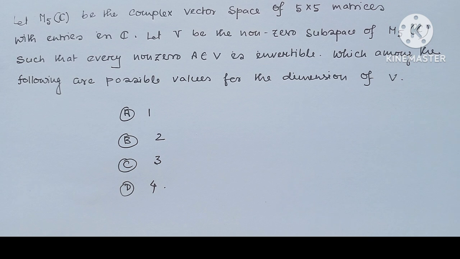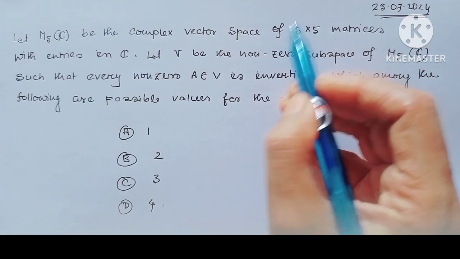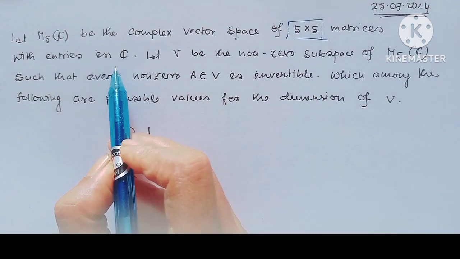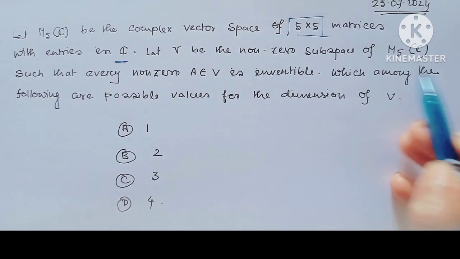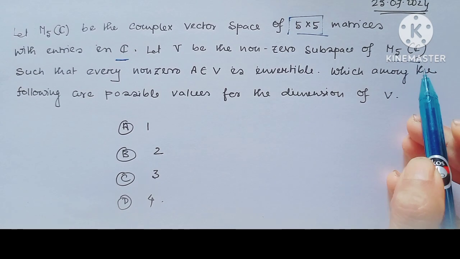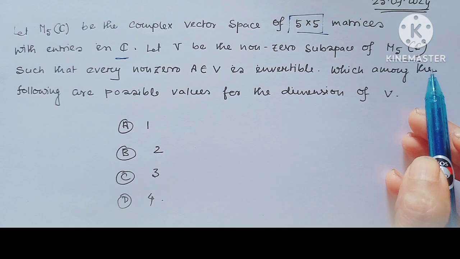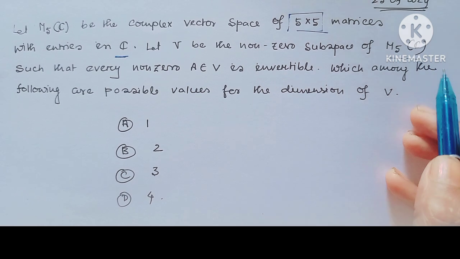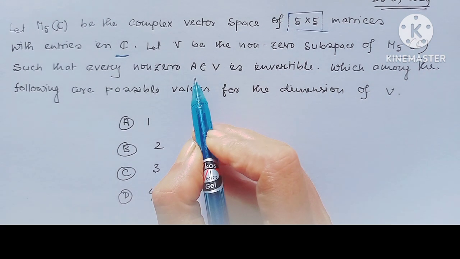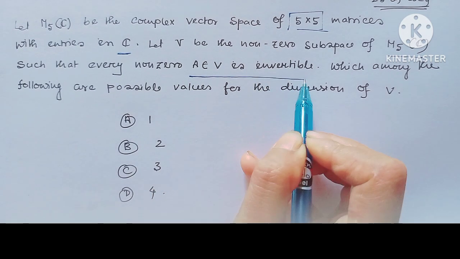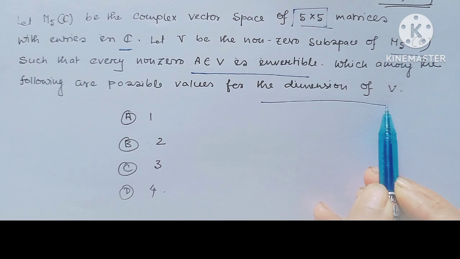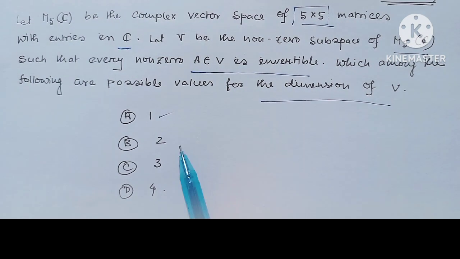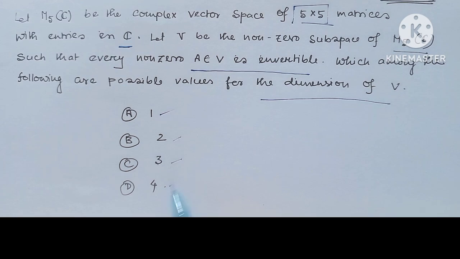See the first example. Let M5C be the complex vector space of 5 cross 5 matrices with entries in complex numbers, and let V be a non-zero subspace of M5C, such that every non-zero A belonging to V is invertible. Then which of the following are possible values for the dimension of the vector space? Option 1, 1. Option 2, 2. Option 3, 3. And option 4 is 4.